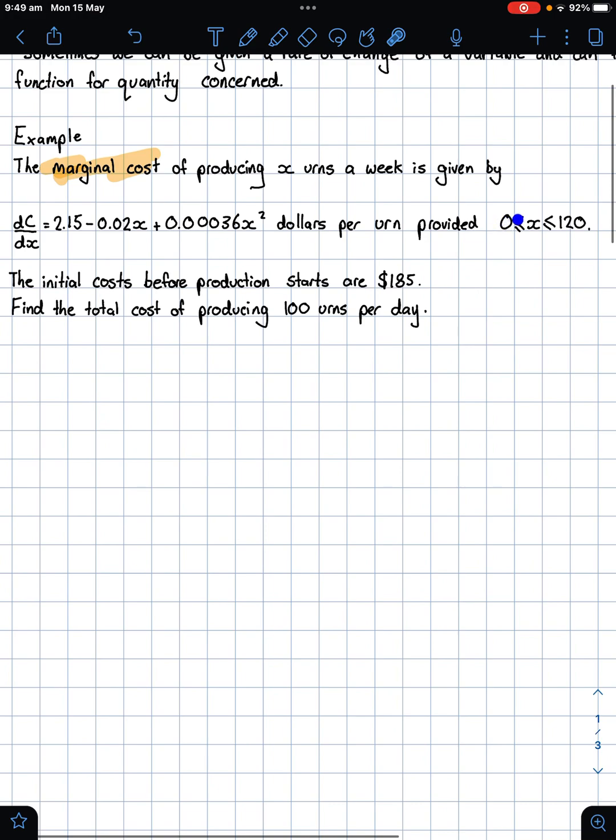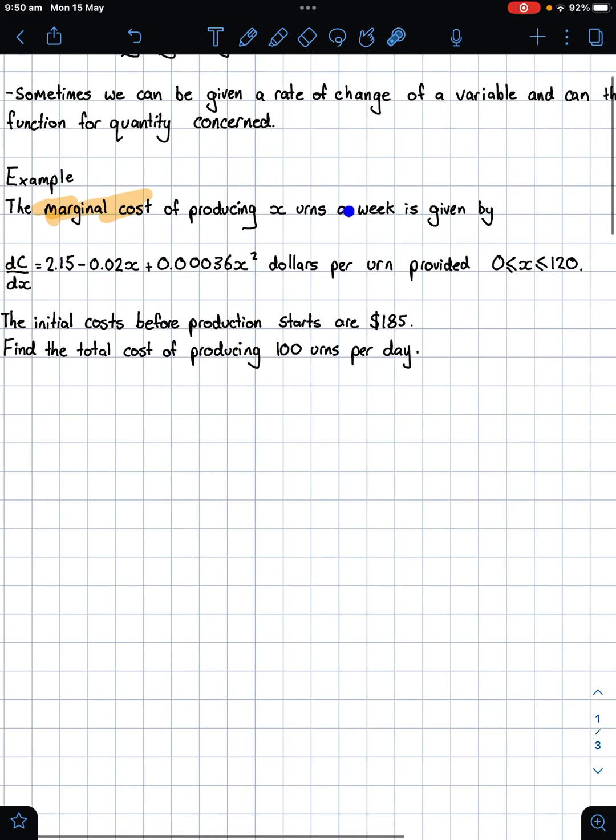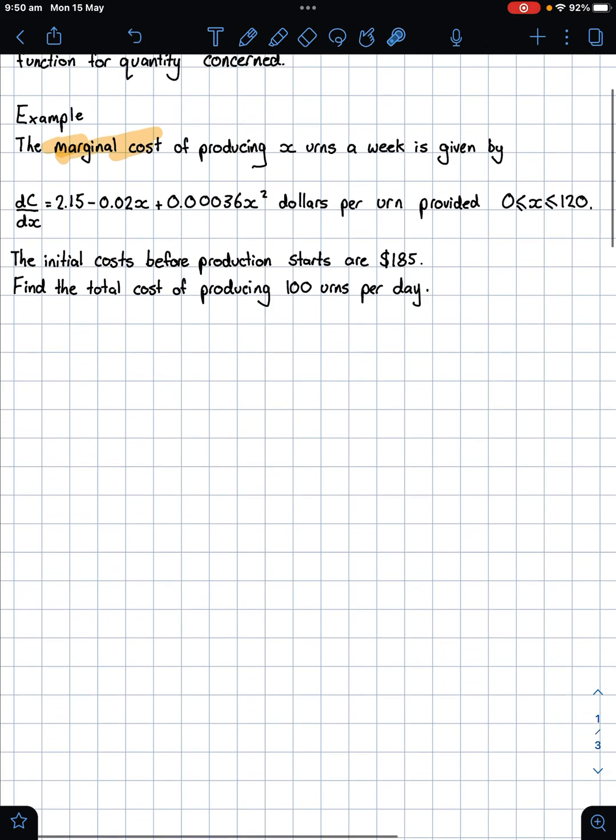So it looks like we can make 0 to 120 earns. The initial cost before production starts is $185, and find the total cost of producing 100 earns per day. So the first thing we've got to do, and this is the big hint here, is earns a week. When we're given a rate like that, X is going to be the amount of earns that we can make. This is the earns made in a week, and then we're looking at dollars per earn.